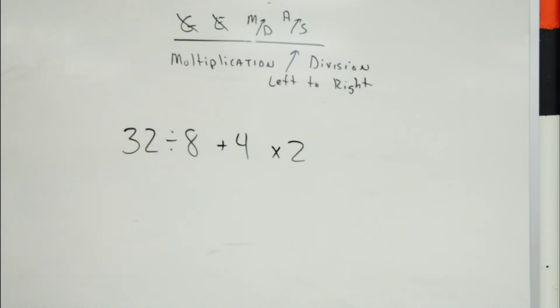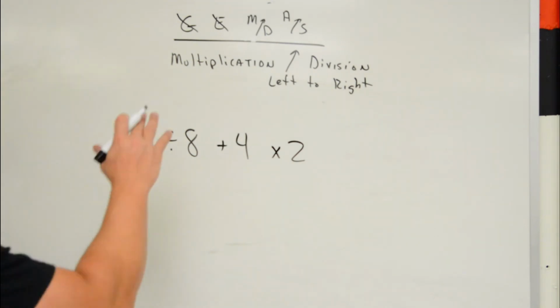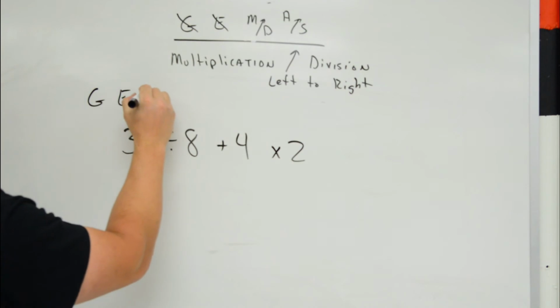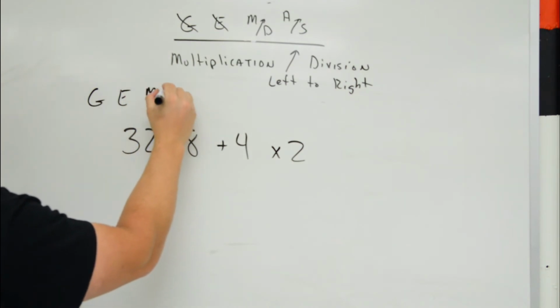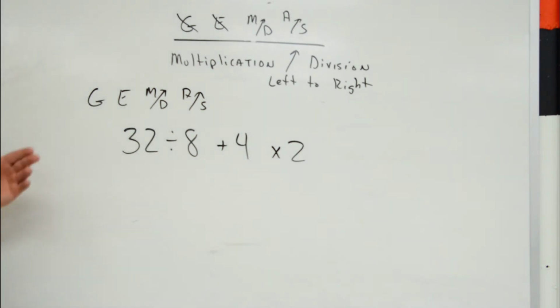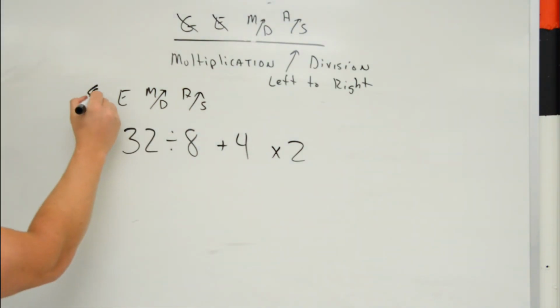Okay, so there's no grouping signs. This problem right here is kind of out there. There's no grouping signs, so we're going to go with every step of our GEMDAS that we have. Draw my arrow there. So no grouping signs, so I can go ahead and count that out.